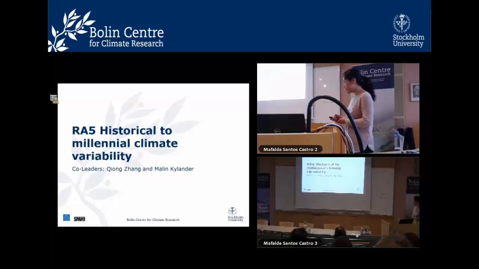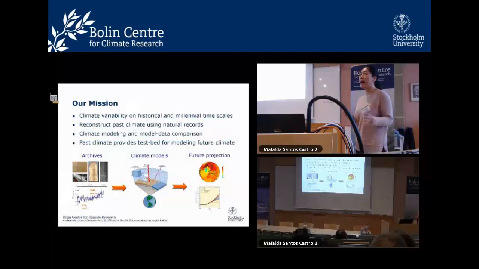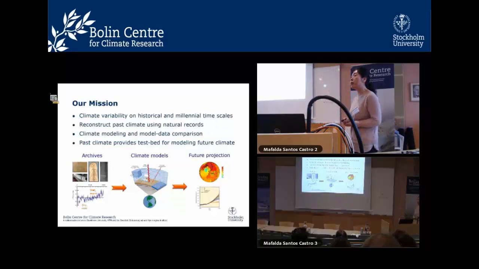So in research area 5, our mission is to look at climate variability on historic and millennium time scales. It's not as deep as IA6, but it's still paleoclimate. We use natural archives to reconstruct the past climate, and we also use climate models to simulate the past climate, because we think it's a good test bed for the climate models used for future projections. In this case, we also do model-data comparisons.